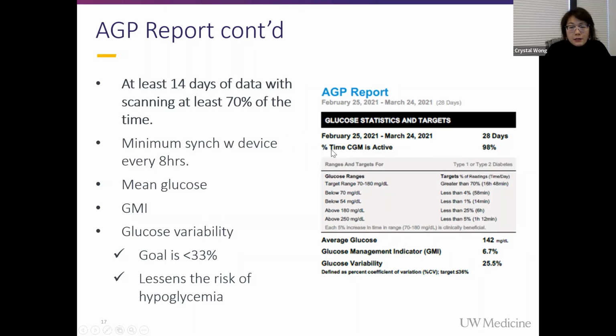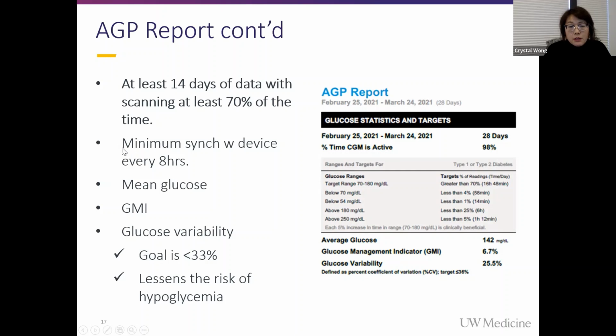It also is going to have the percent time CGM is active, and you want at least 70% of the time, because if you have less than 70%, you have a lot of gaps and you're not exactly sure what is going on with the patient during that time. So this patient has been really great about wearing their sensor or syncing their data 98% of the time. So this patient was super compliant in keeping their device on and syncing it.